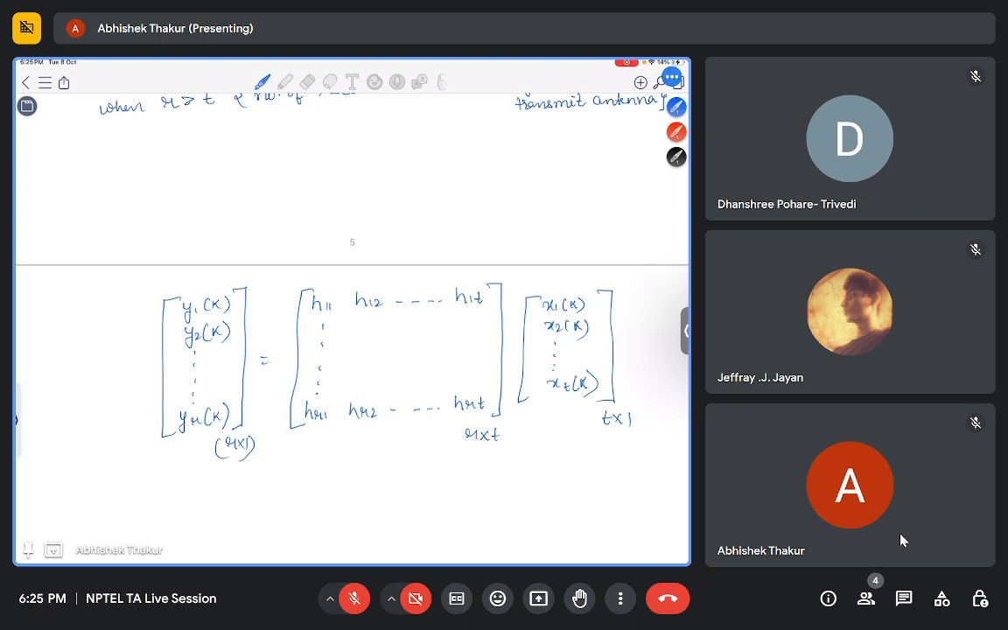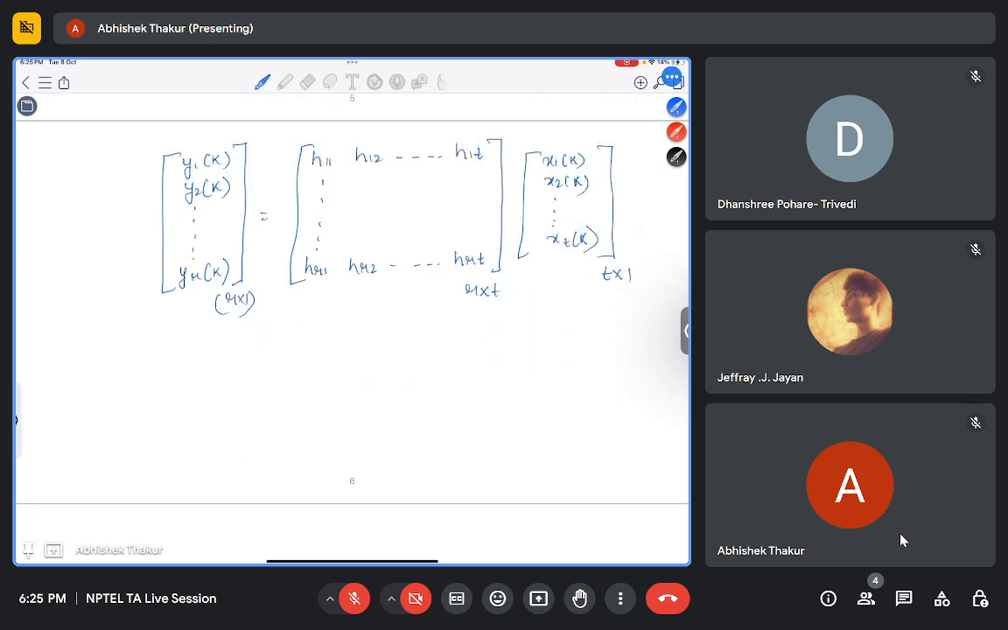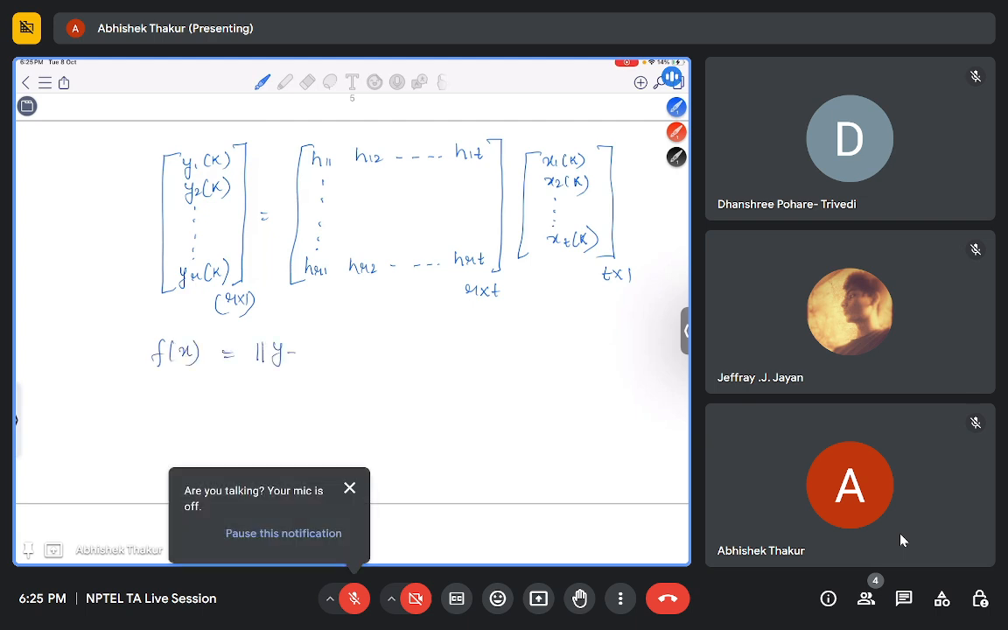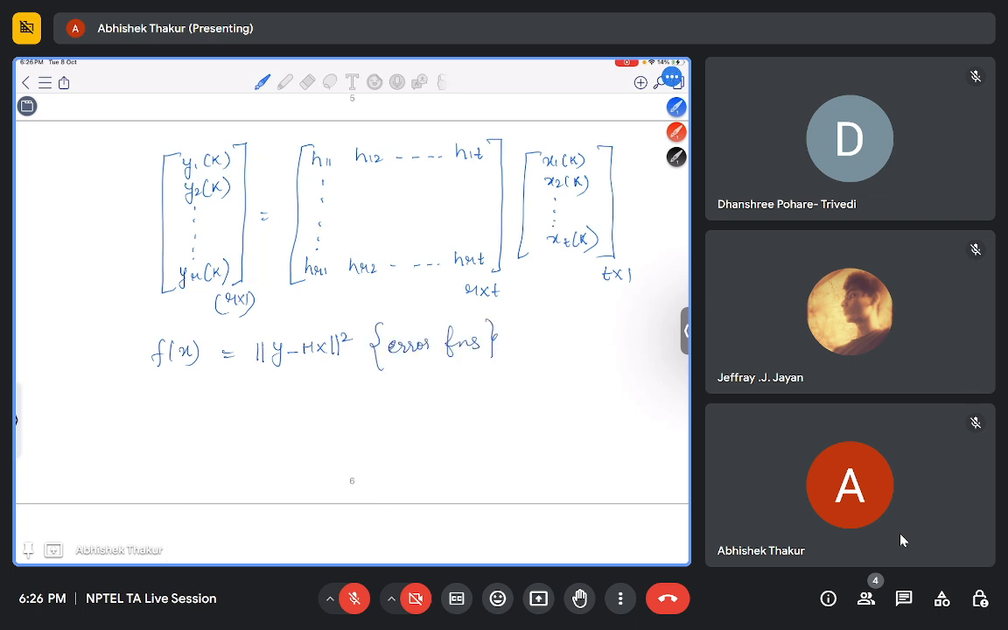So the H inverse directly does not exist. So for that we will see how we can find the H inverse. Here comes the zero forcing receiver. But before that, let's take a function f(x) equal to the norm of y minus Hx squared. This is the error function, and the above error function is also termed as the least square error.